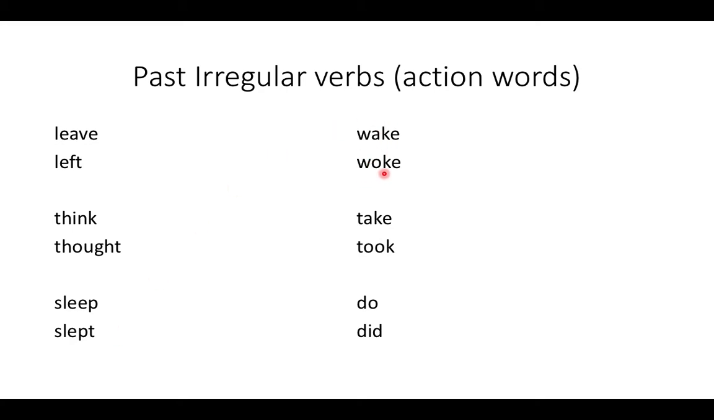Wake and woke. I wake up at 6. That lets somebody know when you say that, I wake up at 6, that you do it every day. If you say, I woke up at 6, that would just mean that morning. Just that morning in the past, I woke up. It wouldn't mean that you wake up at 6 every day. It would just mean you woke up.